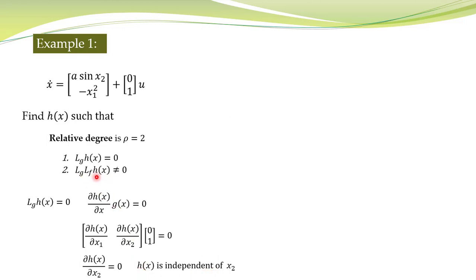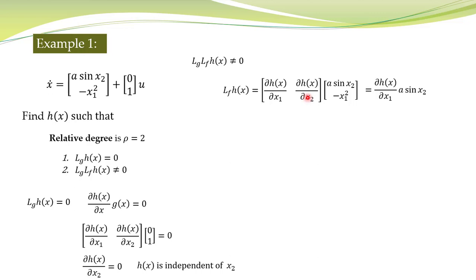So this is one guideline which can be utilized to find an h of x. There is another guideline from this condition, and this condition means that this expression should not be equal to 0. And to compute this expression, first we need to compute the Lie derivative of h of x along f of x. So that is given over here, and we already know that this h is independent of x2. Therefore partial h over partial x2 will be equal to 0, which means that this expression is equal to this thing, partial h over partial x1 multiplied by this thing, because this is 0.